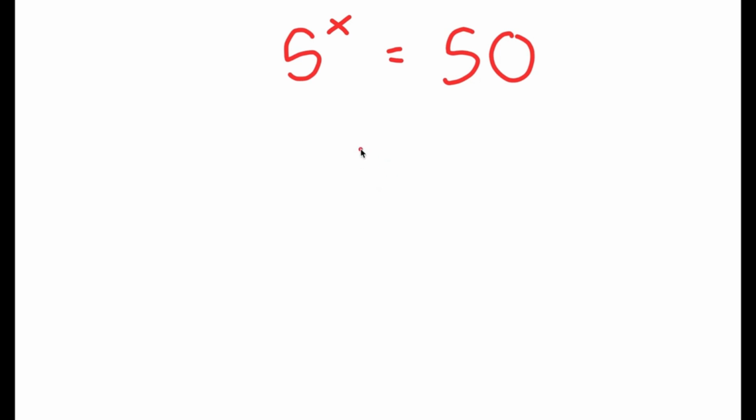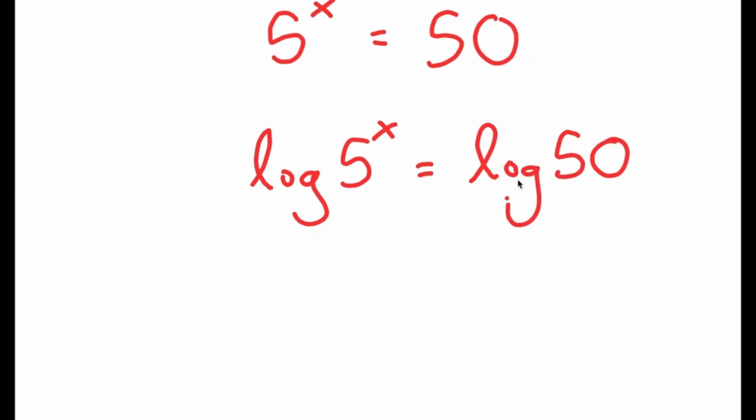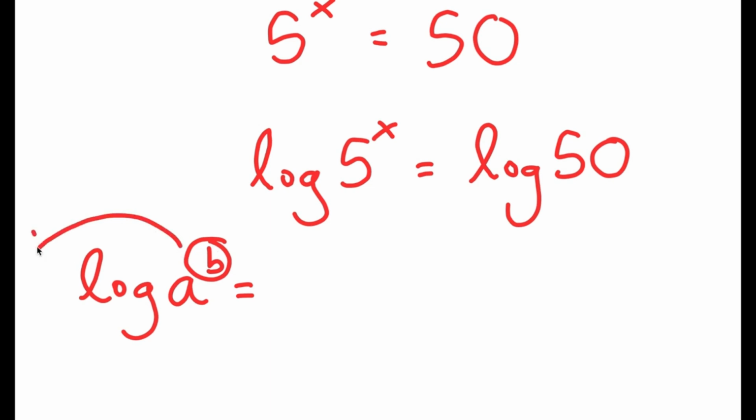Well, to start, we're going to be using logarithms. So I'm going to take the log on both sides, so I get log 5 to the power of x is equal to log 50. And the reason I'm doing this is because logarithms come with a special property that states that if I have something in the form log a to the power of b, I can actually move the exponent b to the front, so this turns into b times log a.